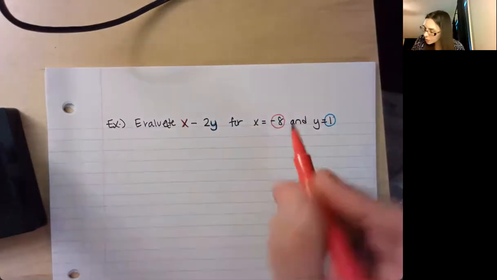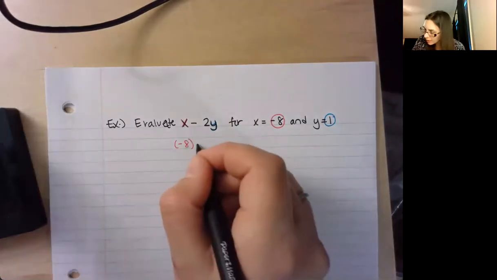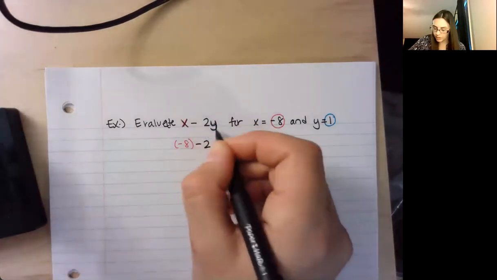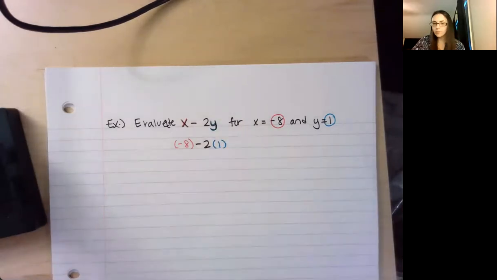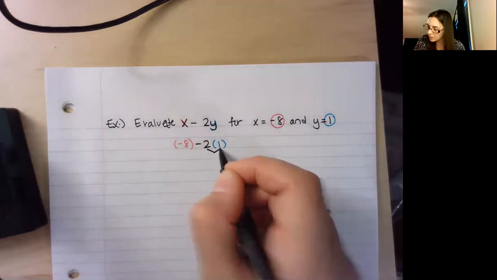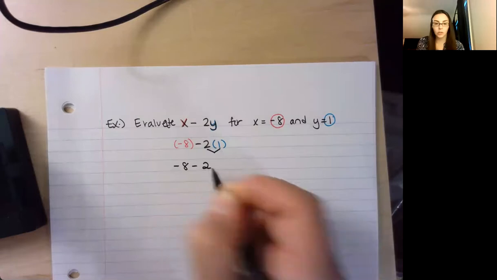So I'm going to use parentheses when I plug in. Just makes things easier. It helps to remind you. Here, for instance, 2y means 2 times y. I multiply that by my 1 value. You do want to use the order of operations, though. So if you have multiplication, it does have to be done first. This becomes -8 minus 2 times 1 is 2.